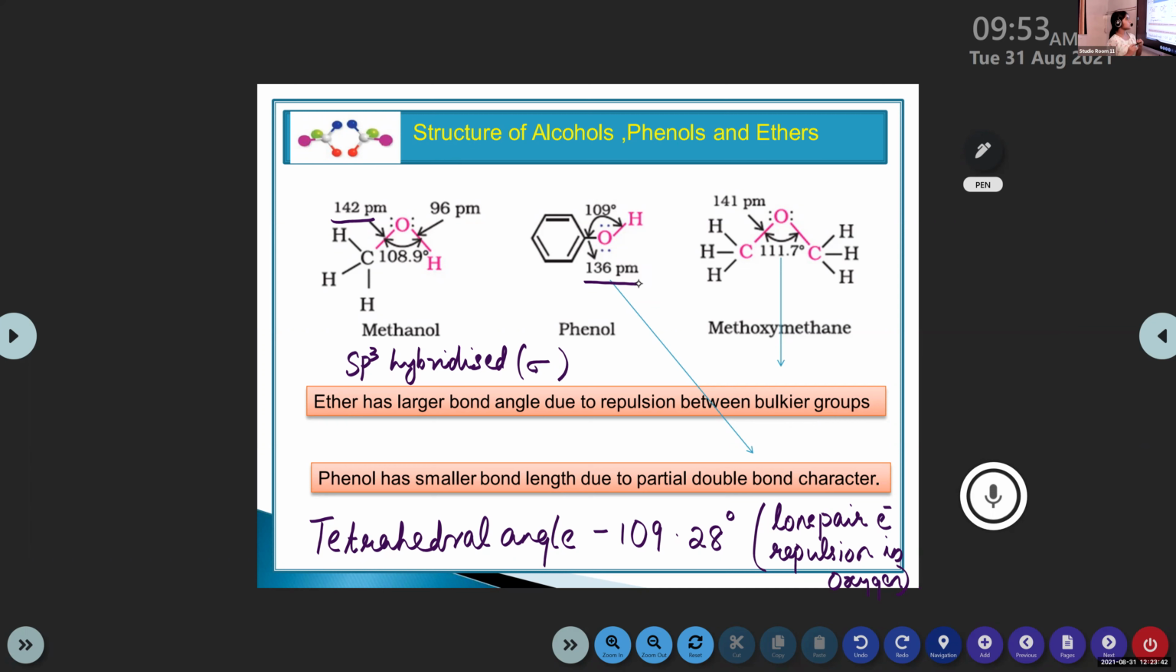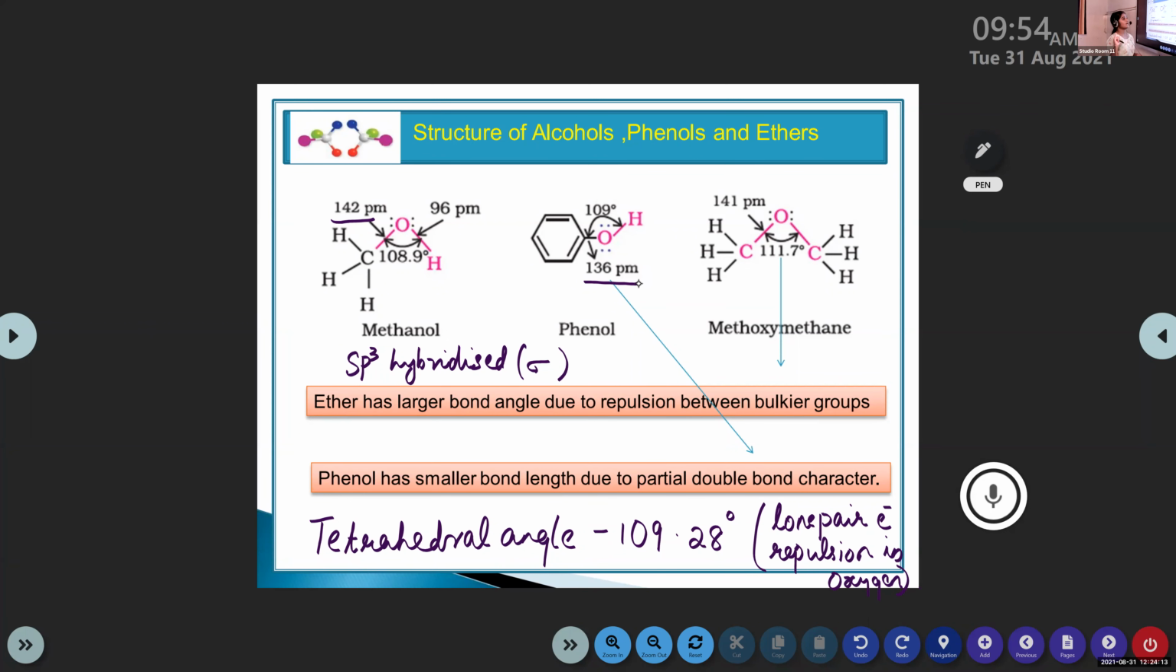One is that you look at the bond between carbon and oxygen. It is attached to sp2 hybridized carbon because a double bond is present in phenol. It is attached to sp2 hybridized carbon. Okay, sp2 hybridized state of carbon. And the next thing is partial double bond character acquired. 2 reasons for the decrease in the bond length in the case of phenol comparing with methanol.